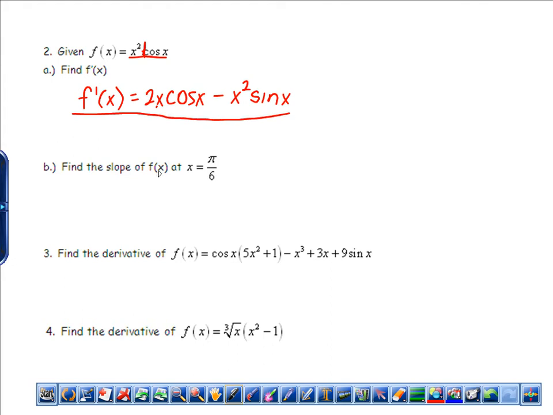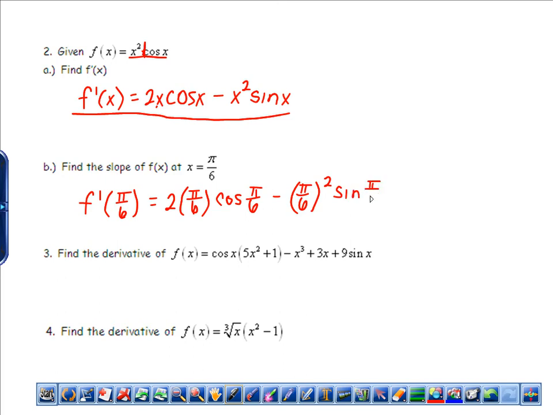That is your answer. Alright, now this says find the slope of f of x at x equals pi over 6. Now, we already found the derivative, so now we just need to plug in pi over 6. And we should be able to do this since we've reviewed our trig. So we have 2 times pi over 6 times the cosine of pi over 6 minus pi over 6 squared times sine of pi over 6. Okay, so let's think about this. This is 2 pi over 6. That's going to be pi over 3.